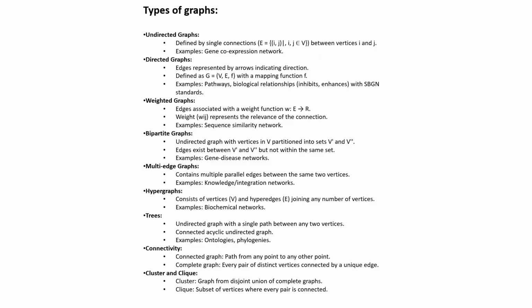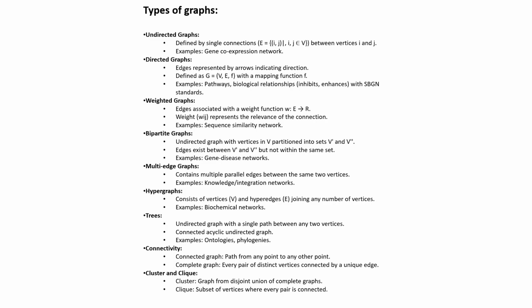First is the types of graphs. We have a lot of types of graphs, but I have listed a few of them, the ones that you will come across more than the others. So first we have undirected graphs. I'm hoping everyone knows what it is. There are only single connections between a pair of nodes, and that is not directional. So that's the undirected graph.